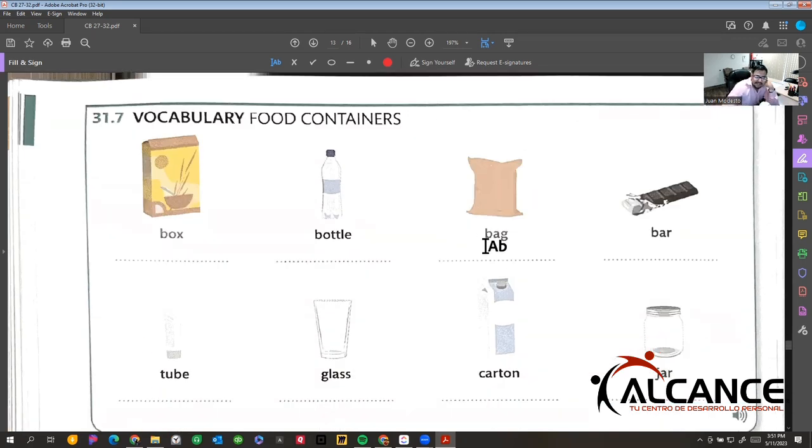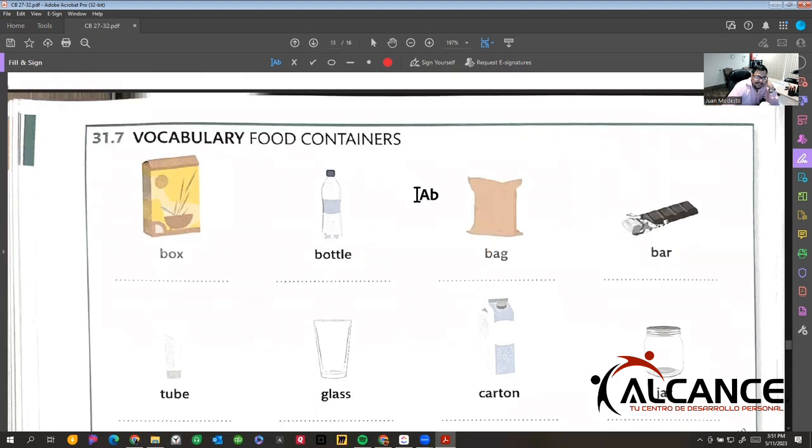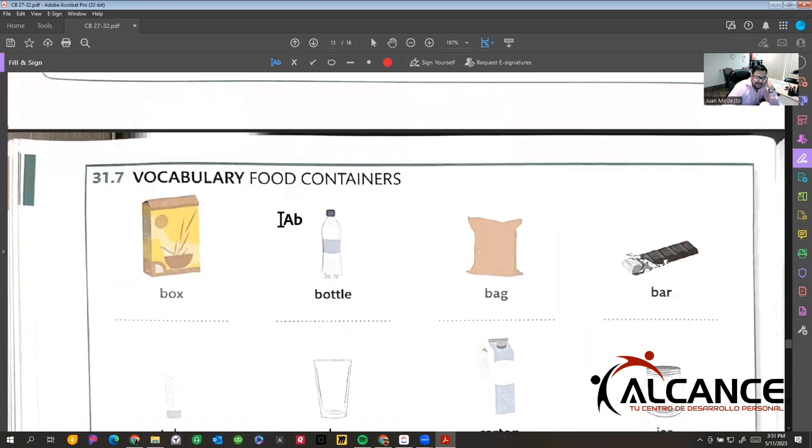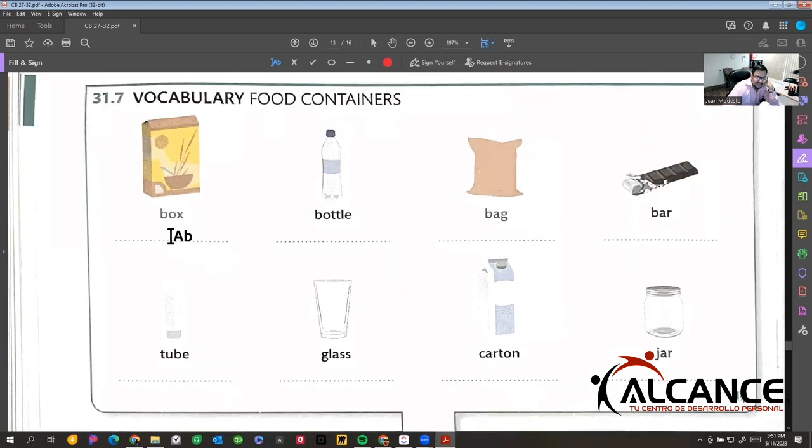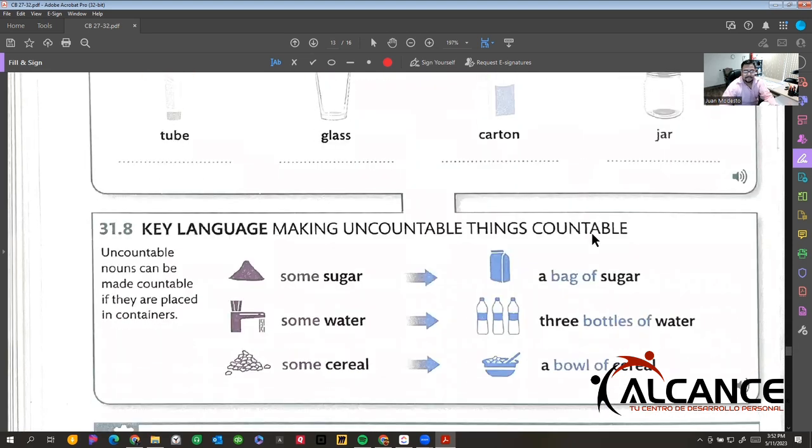For this one, this is how you put things that are uncountable into containers. Y aquí ya sí se cuentan. Cosas que no se pueden contar que se ponen en contenedores. So, box, caja, bottle, I don't remember cómo se dice esa. Envase, creo. Bag, bolsa, chocolate bar, so barra de chocolate, and so on, right?